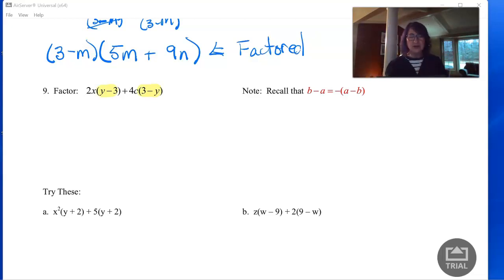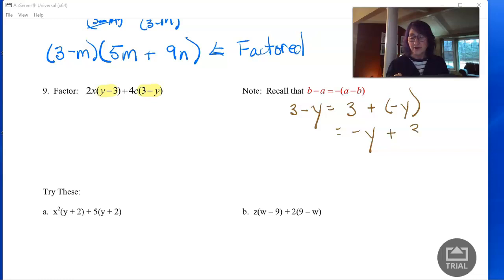Okay, so let's just take that second set of parentheses. All right, let's take 3 minus y, and let's change that to an addition problem. So that's going to be 3 plus a negative y. Those are the same statements. Now let's go ahead and reverse the order of that addition. So that's going to be negative y plus 3.